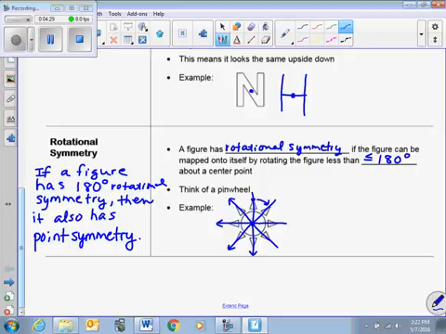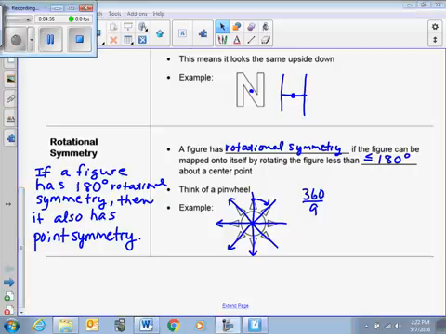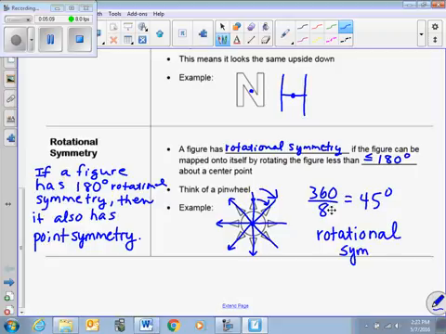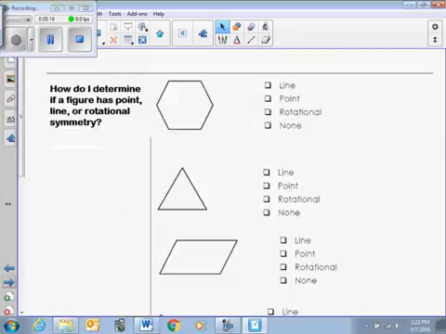Is that right? So 360 divided by 9. That's not 9, it's 8. 1, 2, 3, 4, 5, 6, 7, 8. 360, that's better. 360 divided by 8 is 45 degrees. So this pinwheel here is said to have 45 degree rotational symmetry, because if I rotate this 45 degrees, then it looks just like it does right now. 45-degree rotational symmetry. So as you can probably imagine, some of our regular polygons will have rotational symmetry. Let's take a look and see.